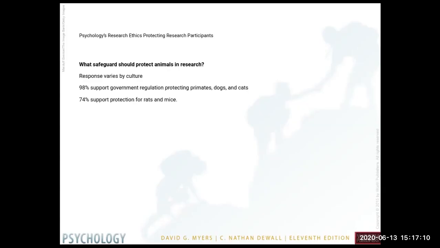So what safeguards should be there to protect animals in research? Again, you see this response varying by culture. Anything that has primates, dogs, or cats, and primates are still used because genetically, DNA-wise, they're 98% or more similar to humans, whereas other animals, dogs, cats, rodents, are a little less, but still pretty close, still up in the 80 to 90% range. But 98% support some sort of government regulation for protecting primates, dogs, and cats, and 74% still support protection for rats and mice.